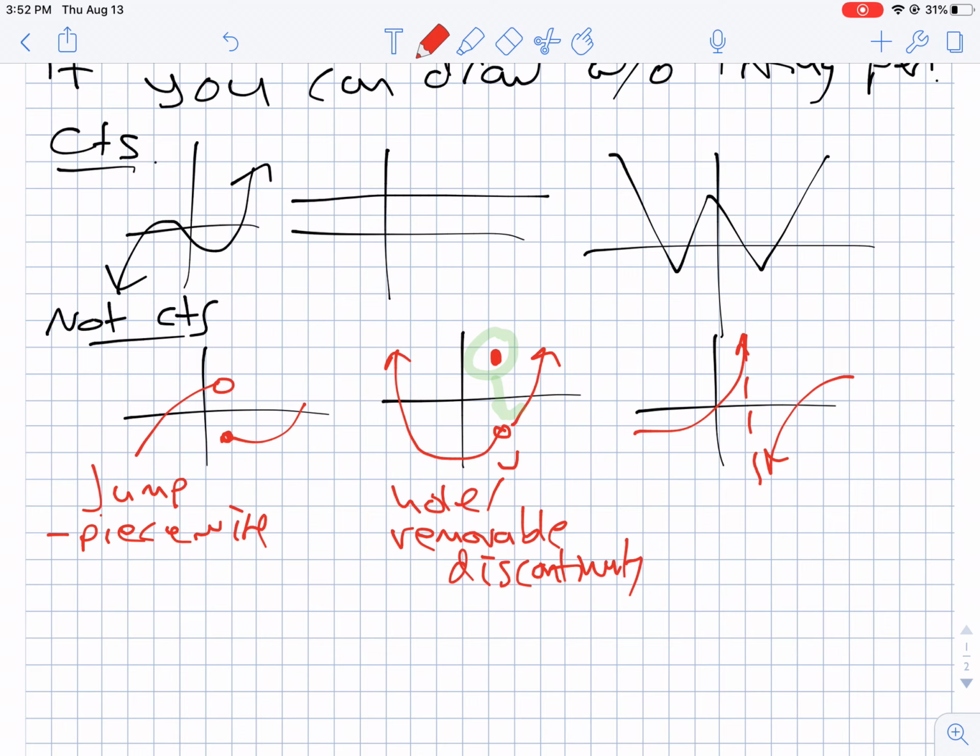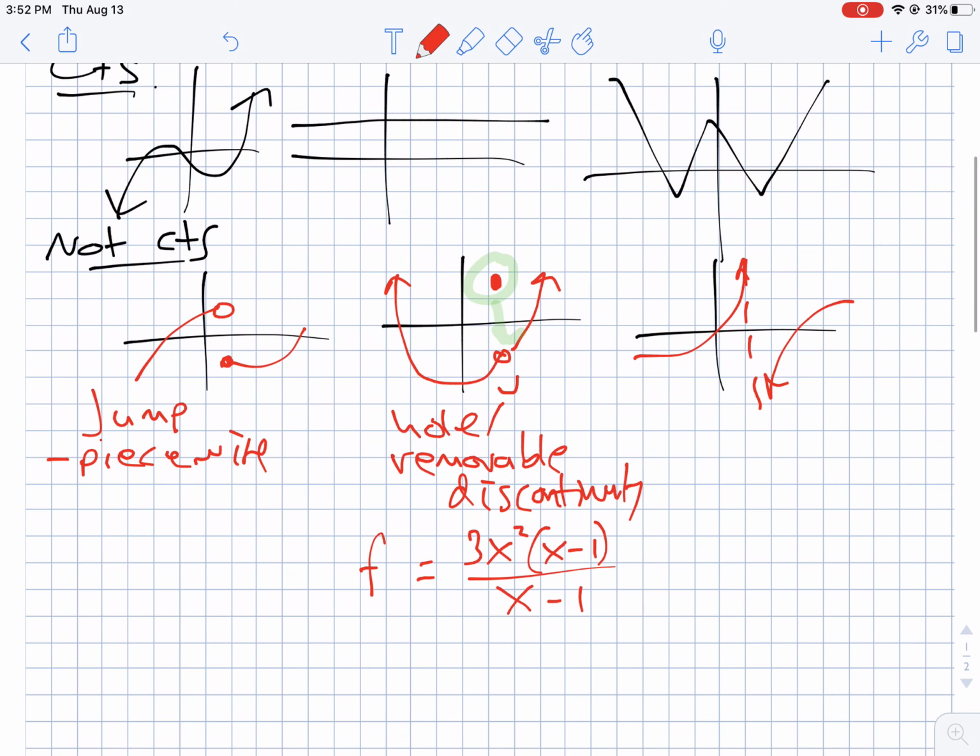So this happens, for example, if you have the function that looks like this. Say your function is 3x squared times (x minus 1) over (x minus 1). This is the kind of thing where the x minus 1's cancel. It has that hole at x equals 1.